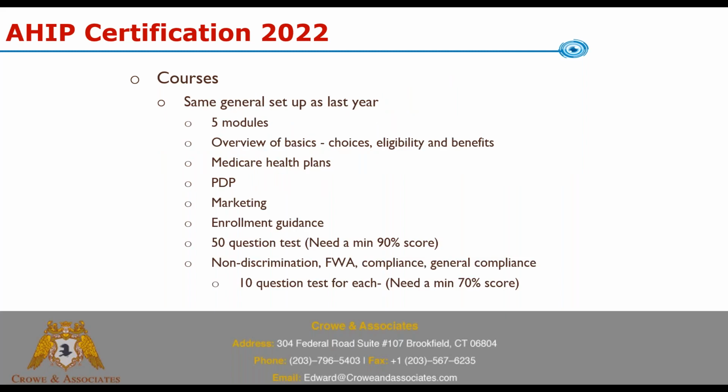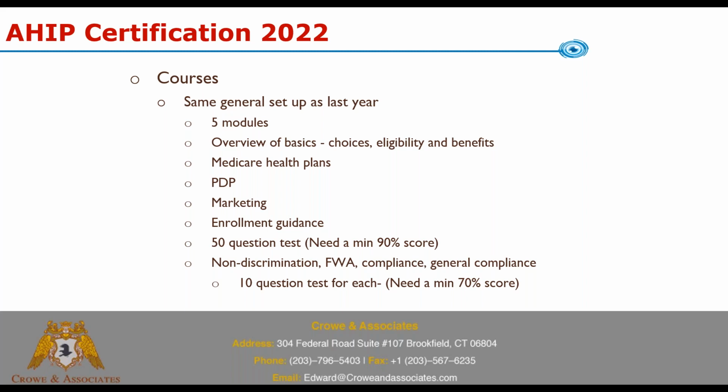So let's talk about the courses. For those who took AHIP last year, it's the same general setup. Same thing, 5 modules. So you have 5 set modules: overview of basics, choices, eligibility, and benefits, module on health plans, PDP, marketing, and enrollment guidance. So same thing, 5 separate modules. At the end of completing all 5 modules, there's 50 questions on the test, and you need a minimum score of 90% to pass. So I guess they're telling us as insurance agents, we need to be right 90% of the time when we're out there.